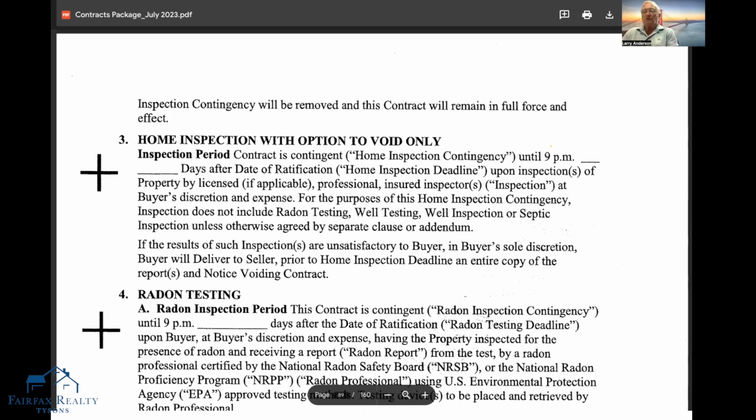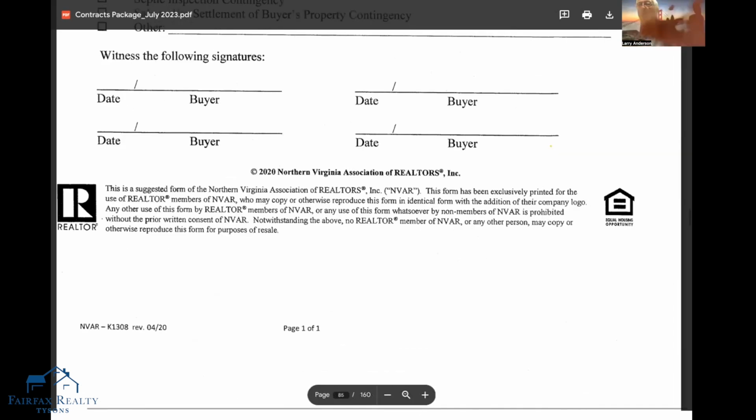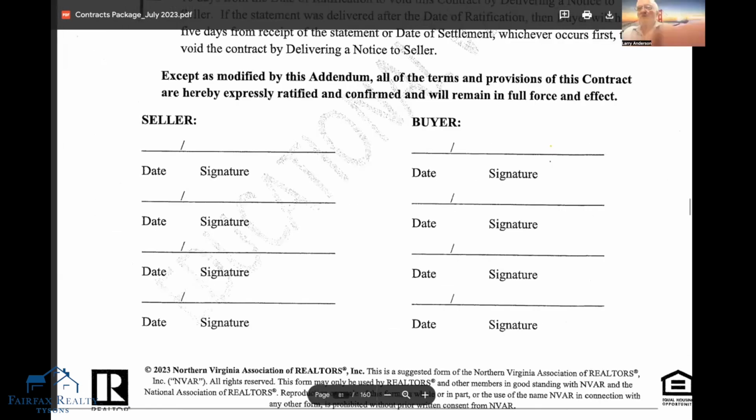Any other questions? Good questions. Keep them coming. Okay, if there's no other questions about the home inspection addendum, then I want to go back to the beginning here.